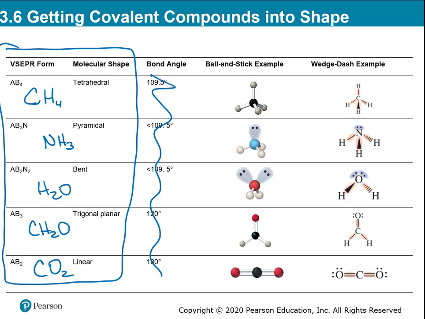You'll see this again in chapter 4, like how carbon, when it starts to form long chains of carbon, you end up with this kind of pattern. And it's all because carbon with 4 single bonds is always going to have that tetrahedral shape.